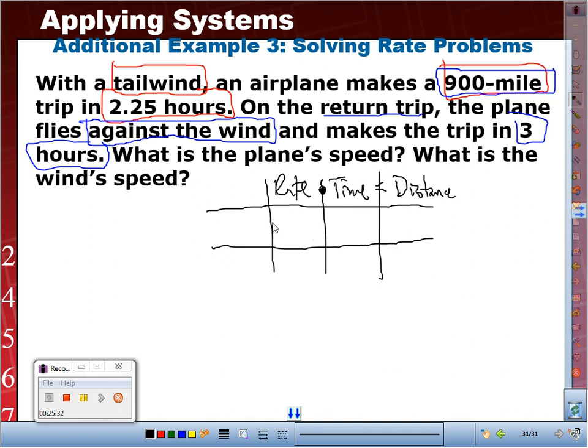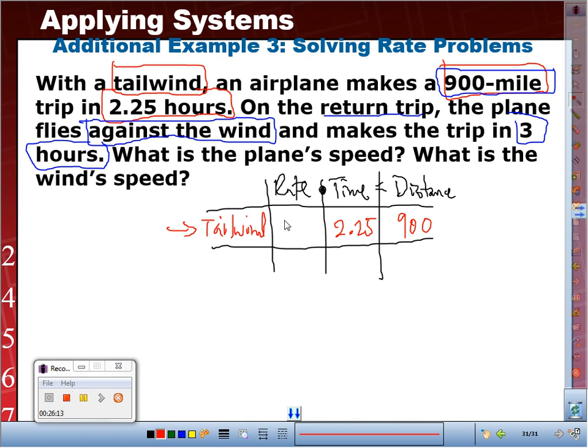All right. So with that said, now that we have this, who noticed that on the previous ones, the very first information, I placed it in the first row? Does that make sense? So what is the first thing I'm going to write? Tailwind. What is the total distance of the tailwind trip? 900. What is the time it took them? 2.25.